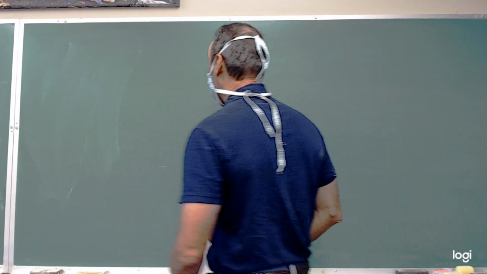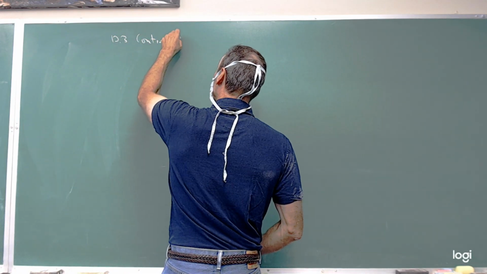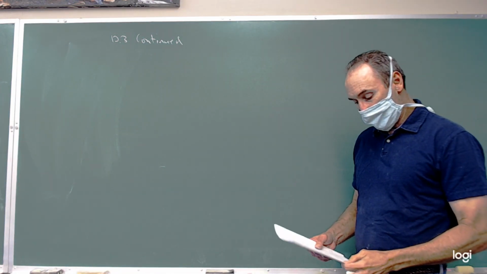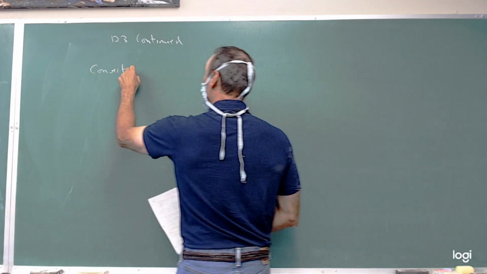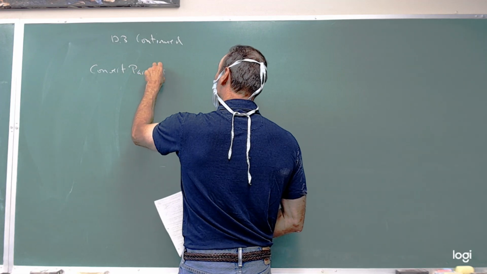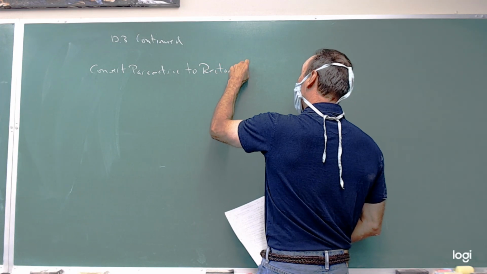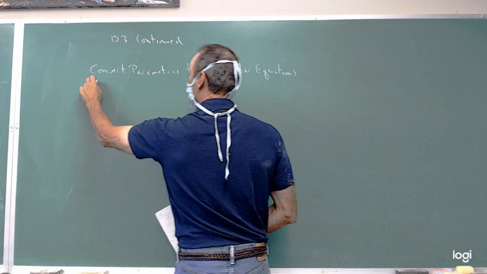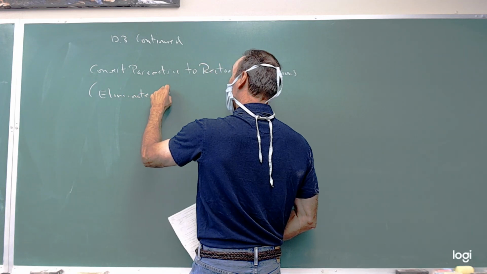Okay, so we are continuing with 12.3. This is 12.3 continued because I didn't feel good about where I left off. I want to first start with converting parametric equations to rectangular equations. This is otherwise known as eliminating the parameter. So we're going to eliminate the parameter.